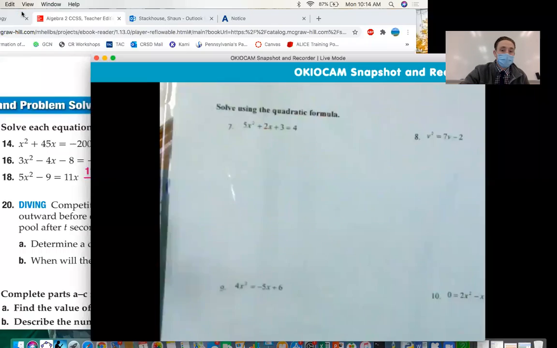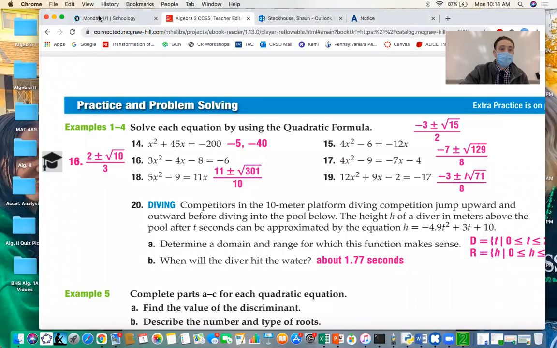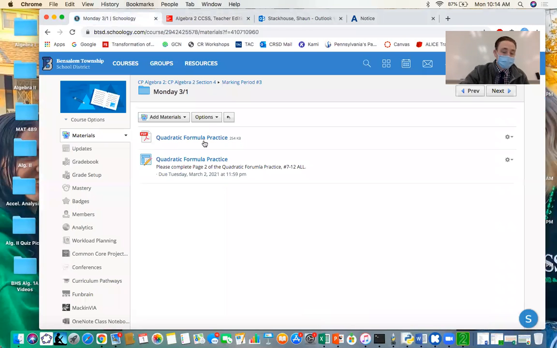If you have not done so already, make sure you take a look in the folder for today. This is in the folder, so make sure that you pull that up and use it for tonight's homework. And you see there, the assignments in the folder as well. Complete page 2 of the quadratic formula practice, 7 through 12, all right? And we'll go over that tomorrow at the start of class.